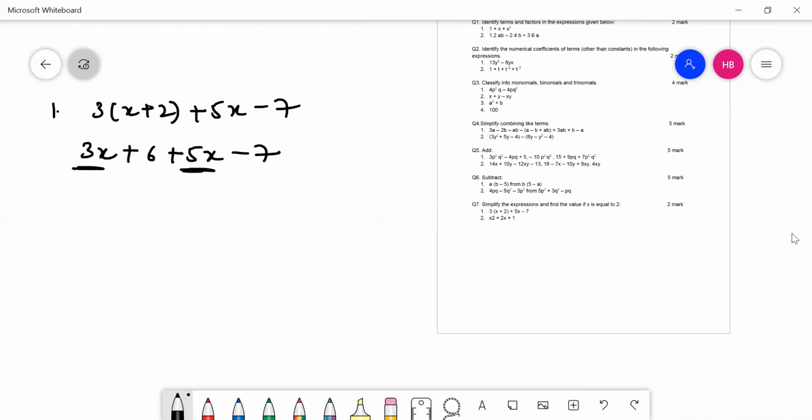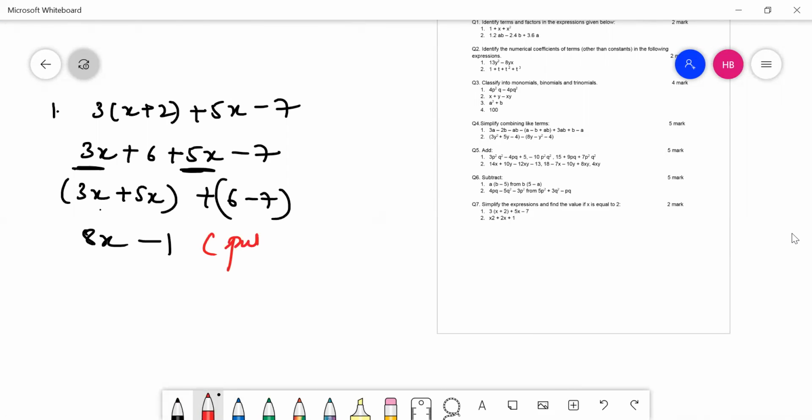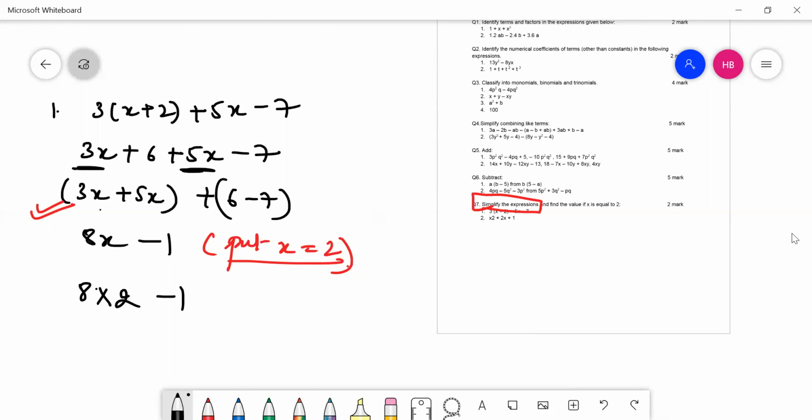Take like terms together: 3x plus 5x plus 6 minus 7, 8x minus 1. Okay, now you have to put x equal to 2 here. Please read the question properly. They are saying simplify the expression. So first you have to simplify, and then you have to put x equal to 2. If I put x equal to 2 here, it will be 8 into 2 minus 1, which will be 16 minus 1, 15. 15 will be your answer.